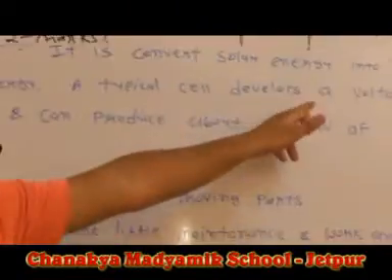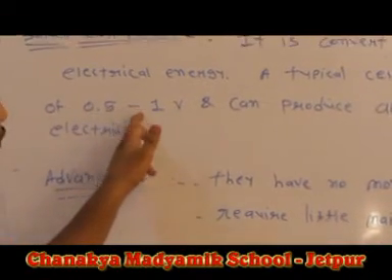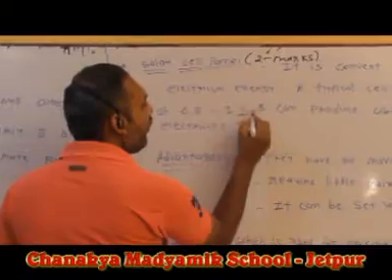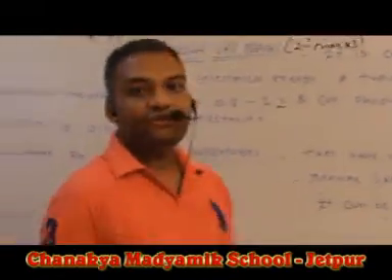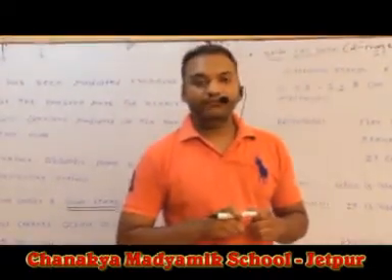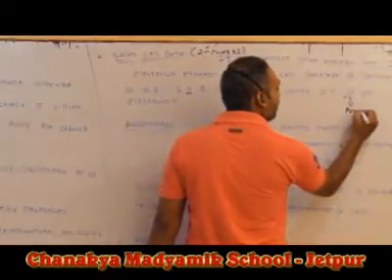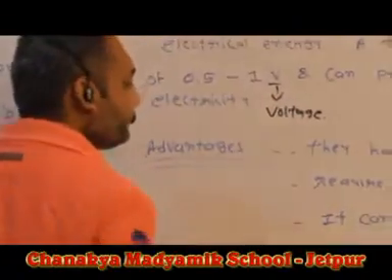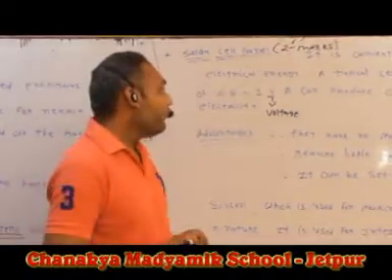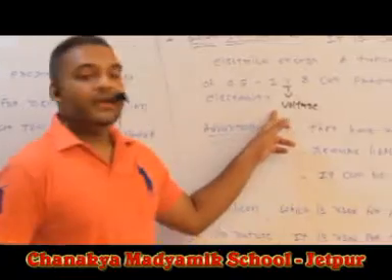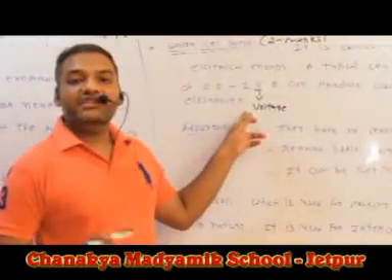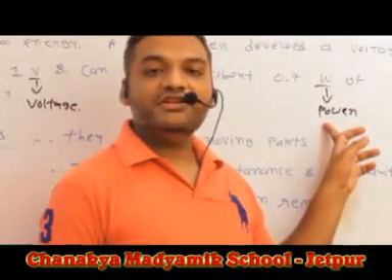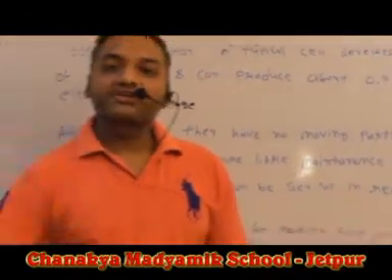A typical cell develops a voltage of 0.5 to 1 volt and can produce about 0.7 watt of electricity. Look here, volt and watt are totally different from each other. Volt means voltage and watt means power. W means watt, power, and V is for voltage. Let us get a basic idea of what voltage and power mean. Voltage means how much energy passes through one unit area in 1 second. And power means how much energy we get during the passing of voltage per unit area. It is called power.